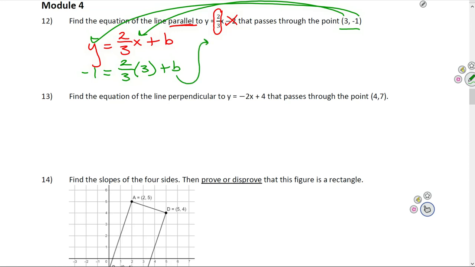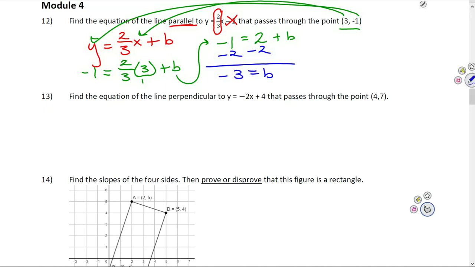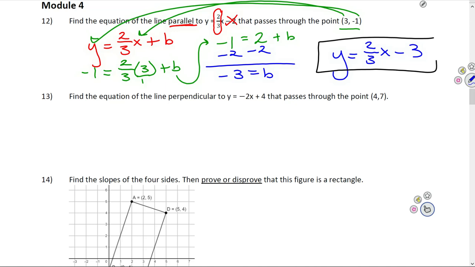I get -1 is equal to 2/3 times 3, which is 2, plus b. You can see that by multiplying fractions: 2/3 of 3 is 2. Now if I solve this for b, I subtract 2 from both sides, and I get -3 is equal to b. So plugging that back into our first equation, I get y equals 2/3 x minus 3. It will be parallel because it has the same slope, but it's true at (3, -1), and so it passes through that point.